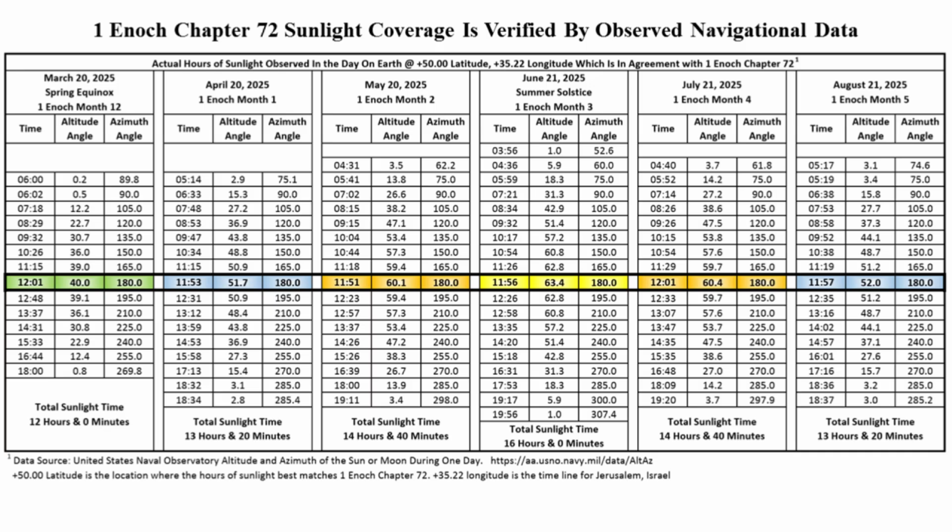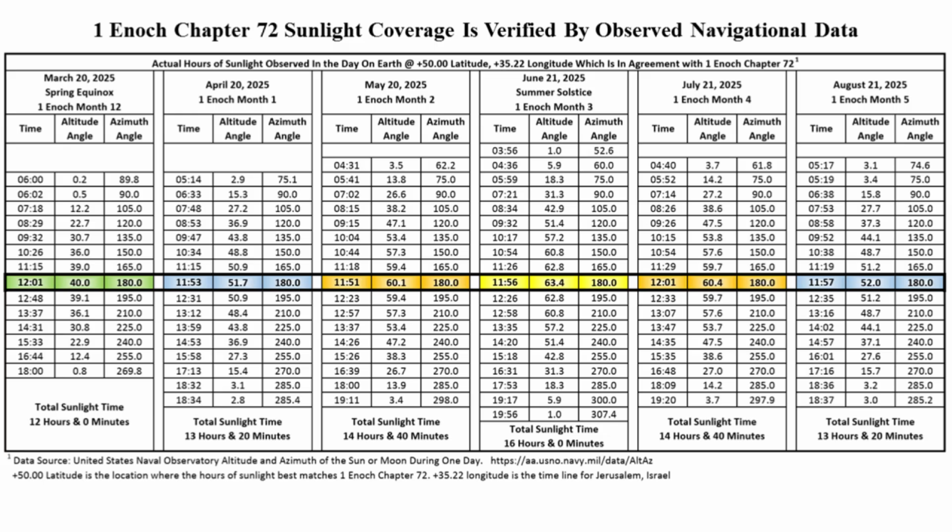This table shows actual hours of sunlight observed for each date/month from sunrise to sunset at every 15 degrees of azimuth, which is at each solar hour increment during daylight. March 20, 2025 is the spring equinox, is month 12 of 1st Enoch, and has 12 hours of sunlight. April 20, 2025 is month 1 of 1st Enoch and has 13 hours and 20 minutes of sunlight.